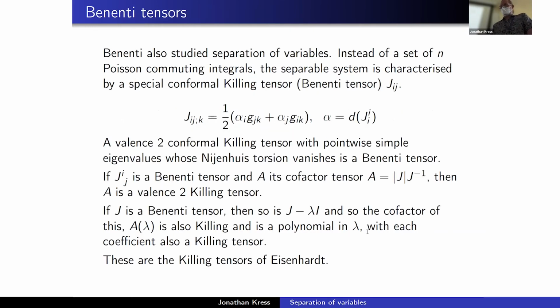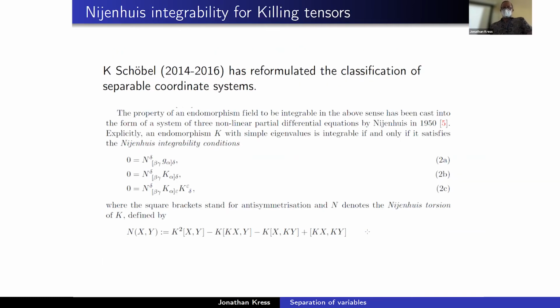Is this essentially a definition of a Benenti tensor, like this is an equivalence? No, that's a result. There are more Benenti tensors out there that possibly aren't of this kind. This result is not saying that it's all. I'm saying if you have a valence two conformal Killing tensor, then you get a Benenti tensor. Yeah, thank you.